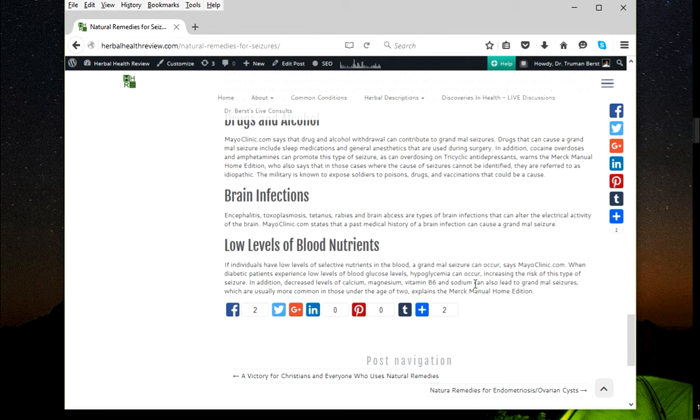Anyway, all of these things can lead to grand mal seizures, which are usually more common in those under the age of 2. We're talking about generally infants and children up to the age of 2 who are not getting enough nutrients in their body and wind up with these grand mal seizures from lack of nutrition. And that's according to the Merck Manual Home Edition. That's it. That is quite a bit of information about seizures.